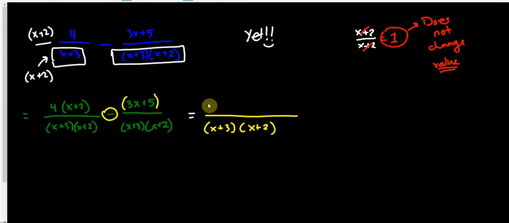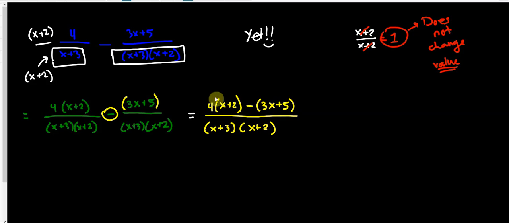So let's take a look at what we have up top now. I'm just going to write it over. 4 times (x + 2) minus, I'm going to put these parentheses, (3x + 5). Oh, well, this is simple. So I have this on the bottom. There's nothing to do down here.